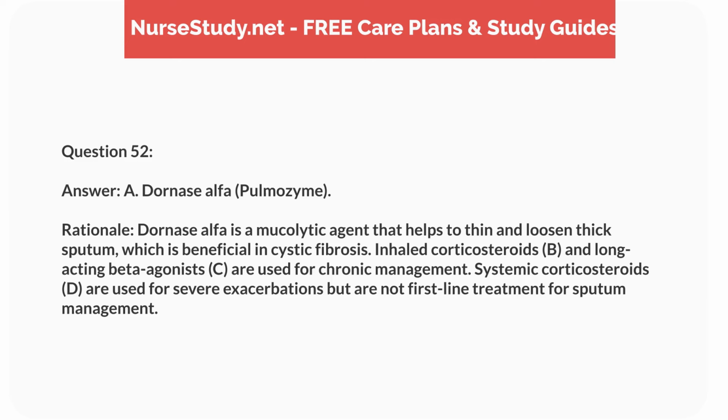Dornase alpha, Pulmozyme. Rationale: Dornase alpha is a mucolytic agent that helps to thin and loosen thick sputum, which is beneficial in cystic fibrosis. Inhaled corticosteroids, B, and long-acting beta agonists, C, are used for chronic management. Systemic corticosteroids, D, are used for severe exacerbations but are not first-line treatment for sputum management.